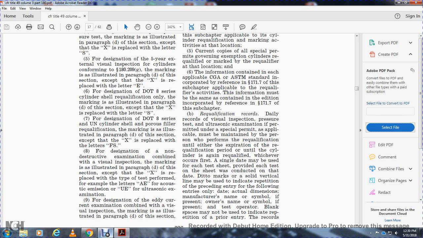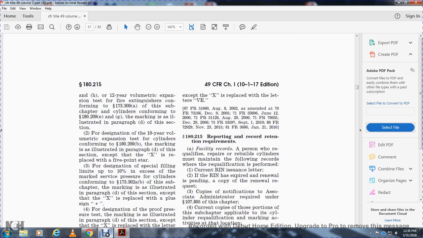for the designation Eddie with the examination combined with the visual inspection marking with the illustration paragraph D of the section except for the action for play for the letter VE. Or Statute 108-215, reporting, recording, retention requirements.